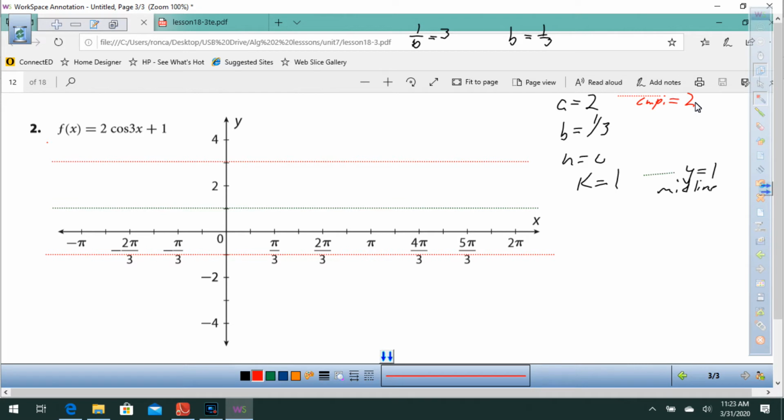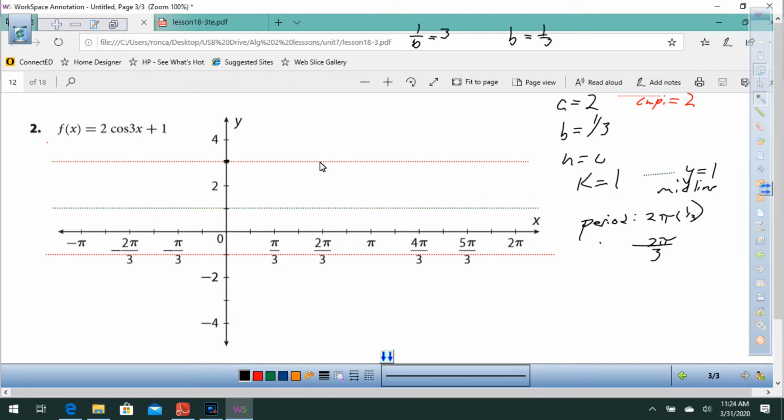Cosine, remember, usually starts at 1. It starts up high. But we got our period to deal with. Period is 2 pi times b, which is 1/3. So that's going to be 2 pi over 3. That's our period. Since that's positive, we're going to start up high. If it was negative, we'd start low. And that's our first point.